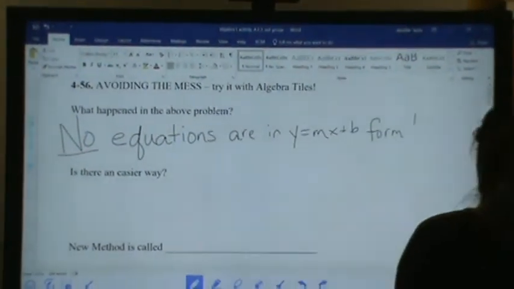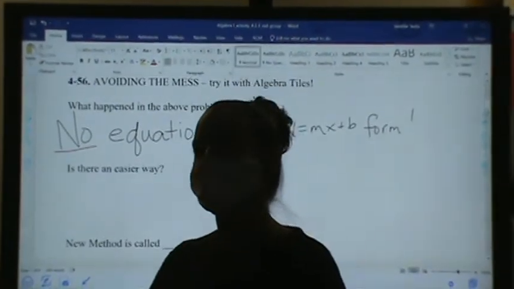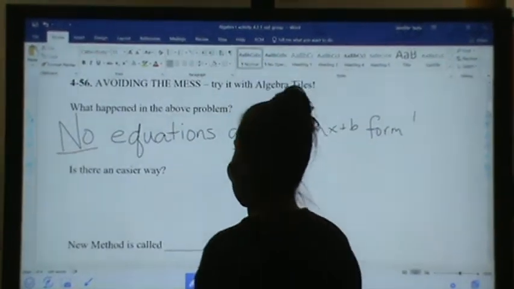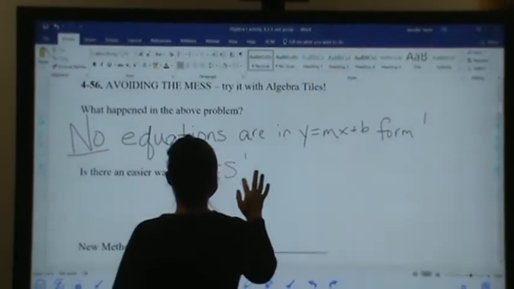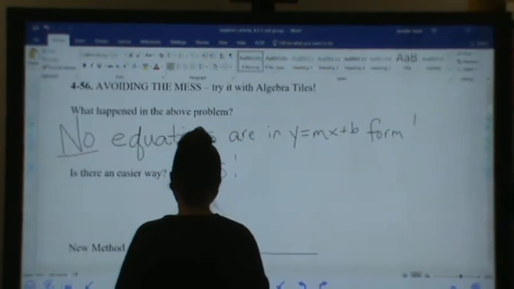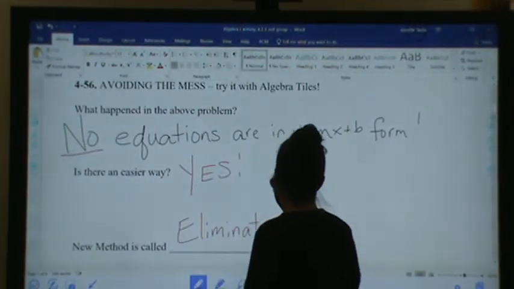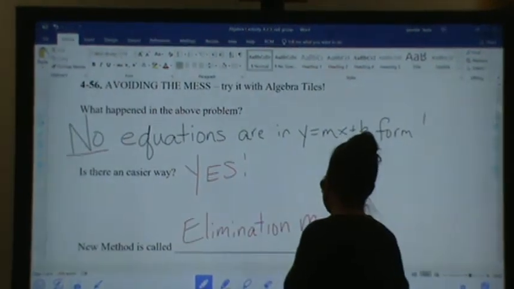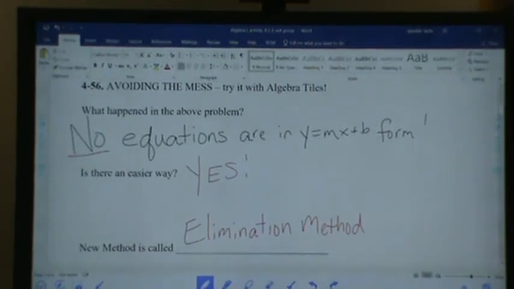Because you have to spend your time turning it all into y equals mx plus b, and then you get to the end and you're like, ugh, that was a lot of extra work. So is there an easier way? Yes. Today, what you are doing, it's called elimination method. So this is the third and final method of solving systems of equations.